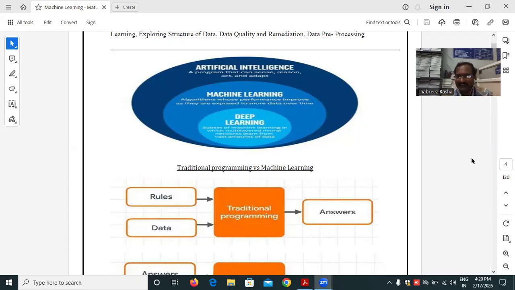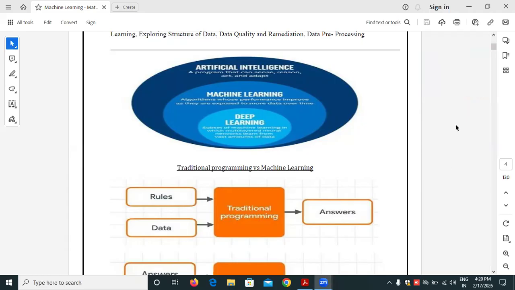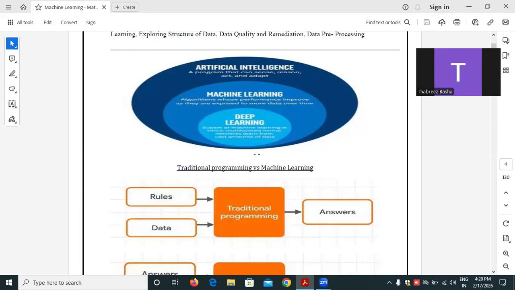Now today we are discussing the introduction to machine learning. So first of all, machine learning is a branch of artificial intelligence. Simply, in the diagram, artificial intelligence is the main branch, and machine learning and deep learning are the sub-branches of artificial intelligence.